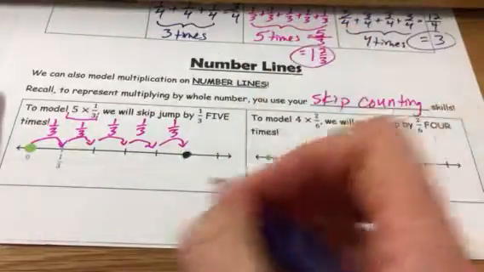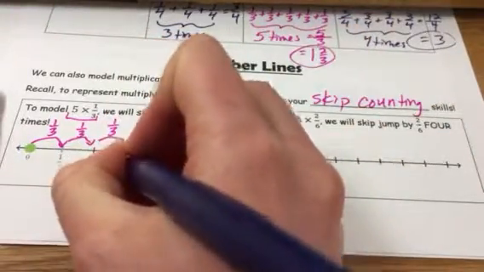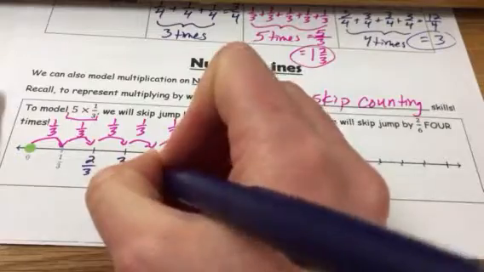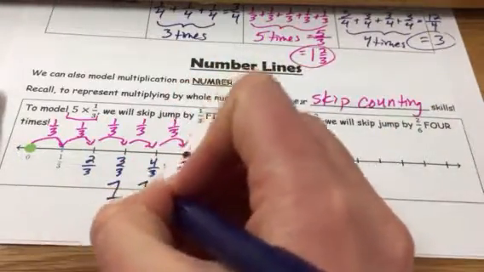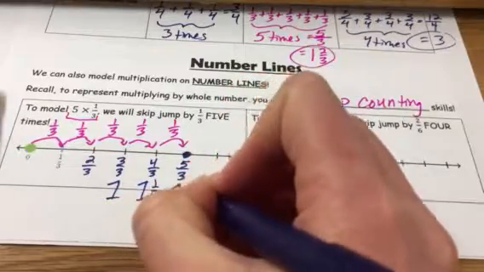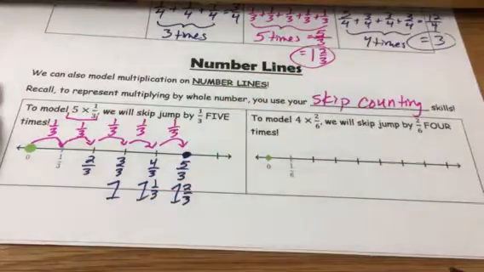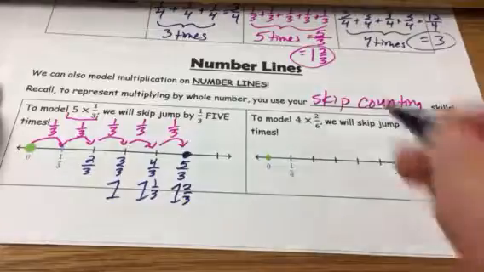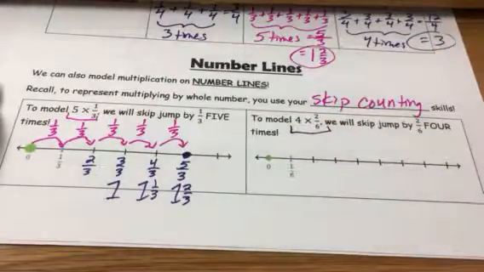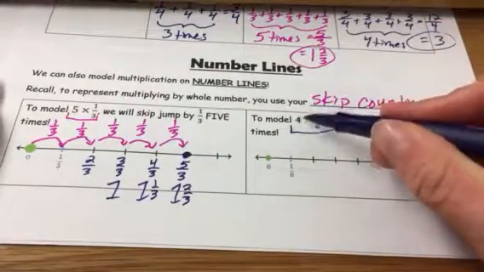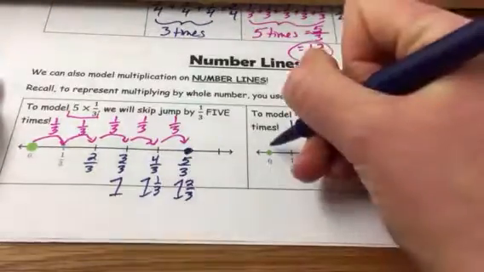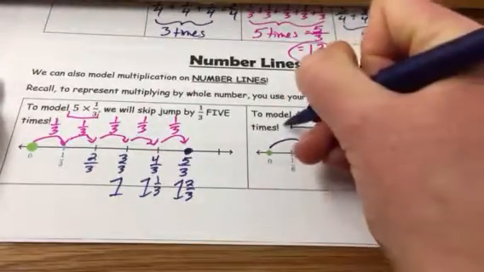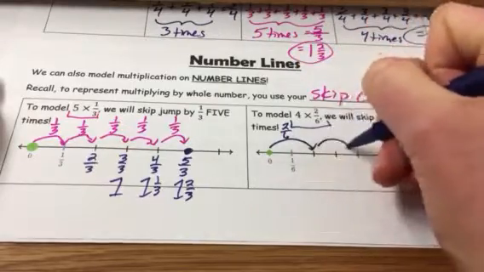Now let's label down here where this is living. So that's my answer. So this is 2/3, 3/3, 4/3, 5/3. That's 1, 1 1/3, 1 2/3. So our answer would be 1 2/3. We can model what 4 times 2/6 is by doing 4 skip jumps of 2/6. Well, if this is 1/6, I need to do a skip jump of 2 tick marks. 2/6.